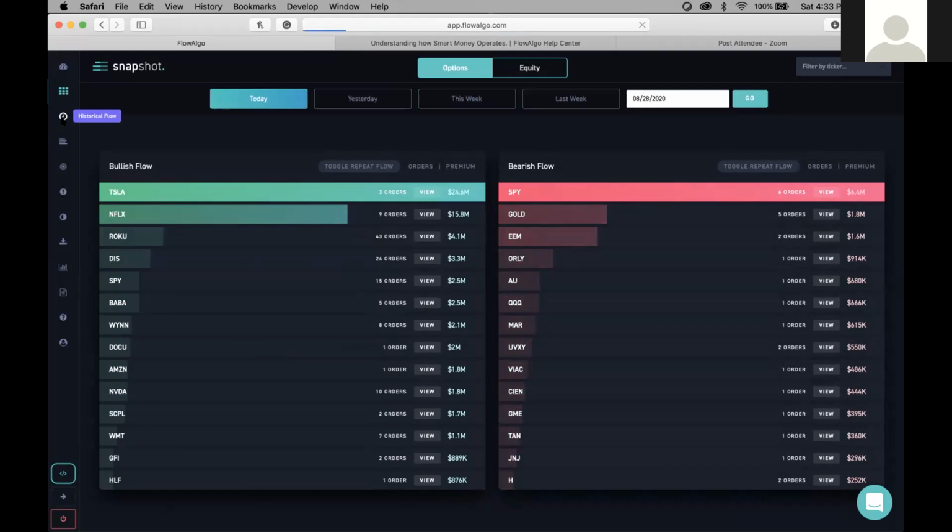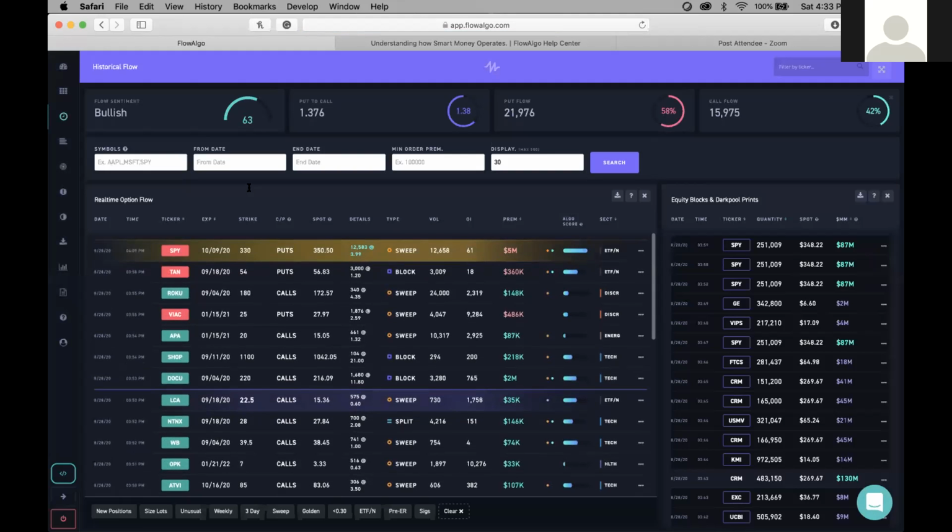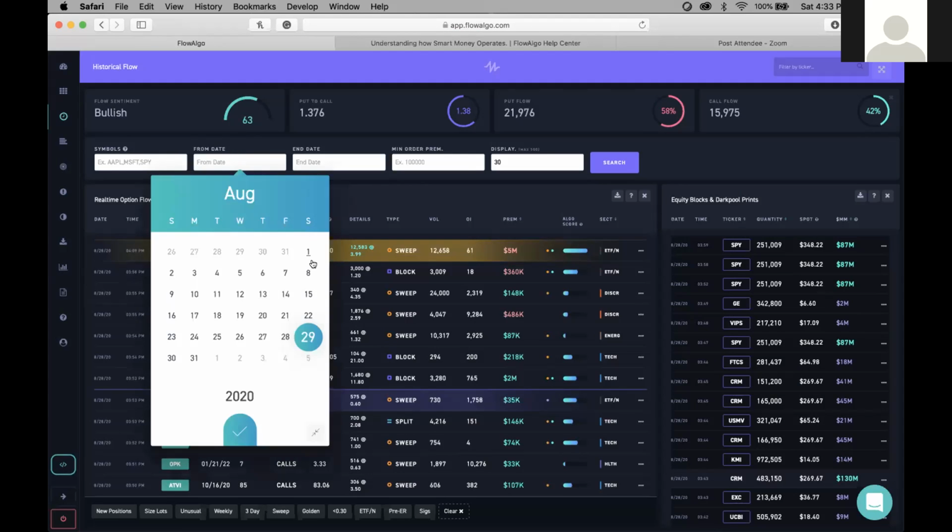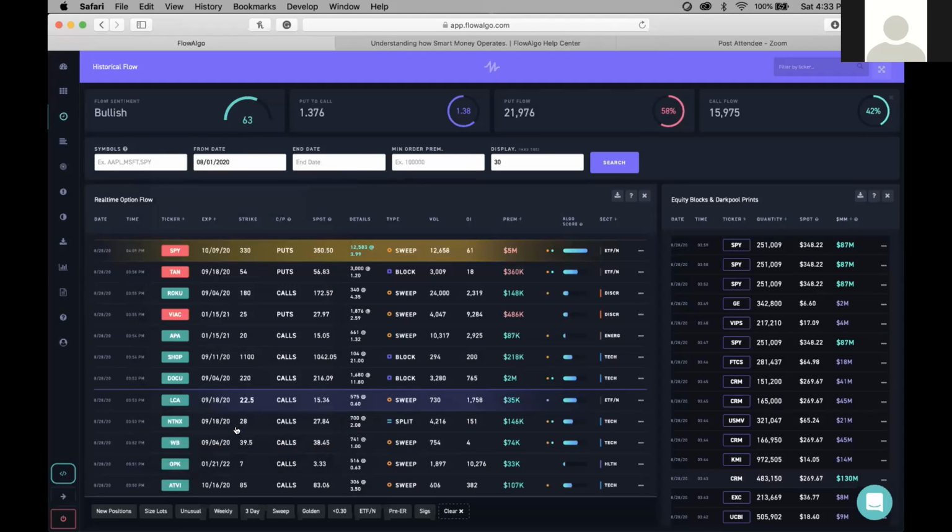So the next thing is, contrary to the dashboard, you're going to have the historical flow here, which is basically like the dashboard itself. You have all the dark pools and everything, but here you get to search by date. So if I want to see all the orders from August 1st, I can just click that, and maybe I want to see 300 orders and a minimum order premium. I could search that, and it'll show you.